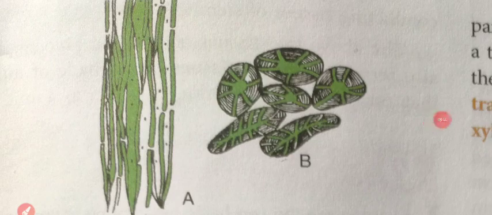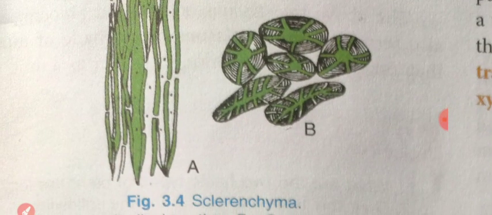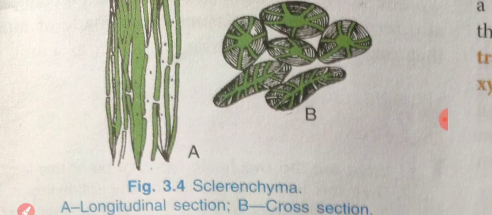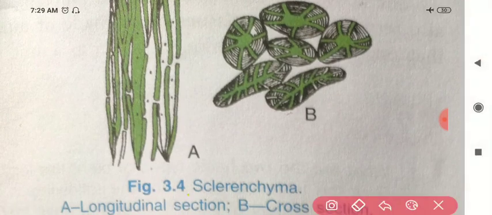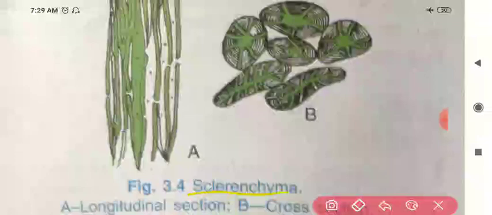Good morning students. In the last video I discussed simple permanent tissue. There are three simple permanent tissues: parenchyma, collenchyma and sclerenchyma. This is the diagram of sclerenchyma. You must know how to identify these tissues, parenchyma, collenchyma, sclerenchyma, with the help of diagrams.